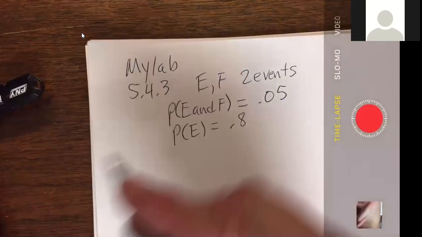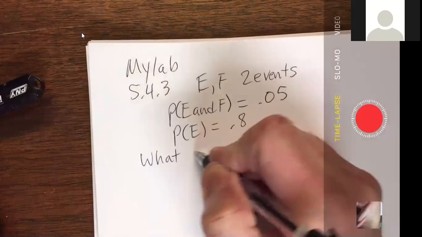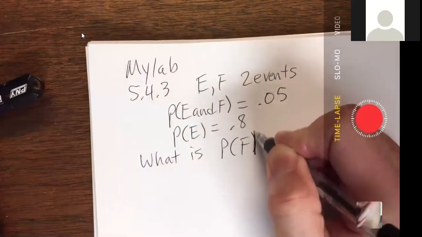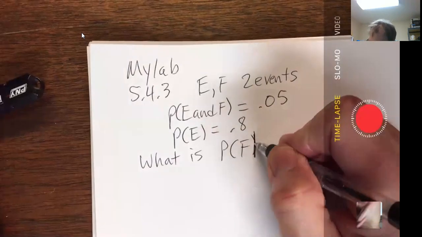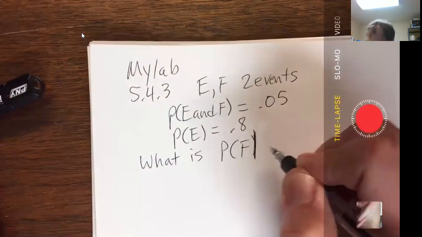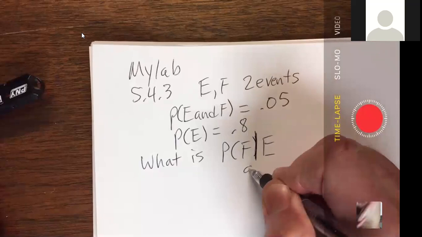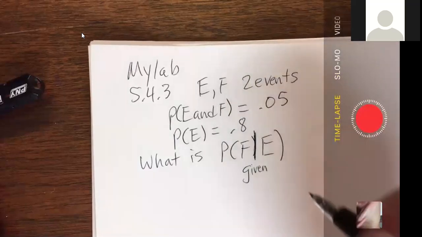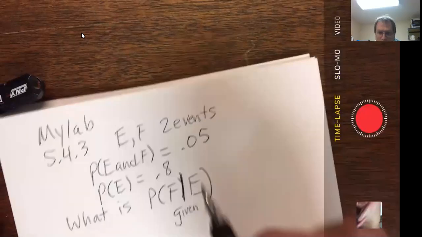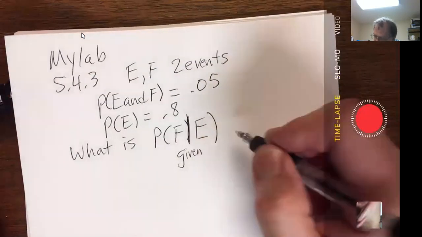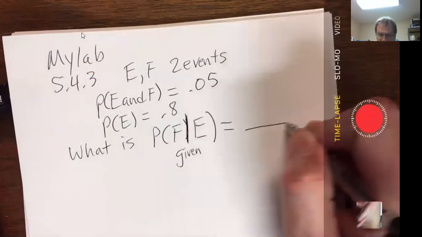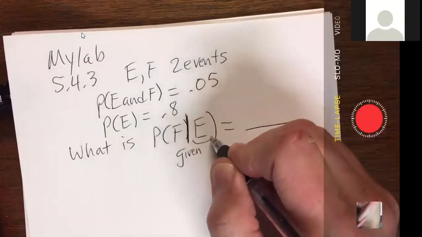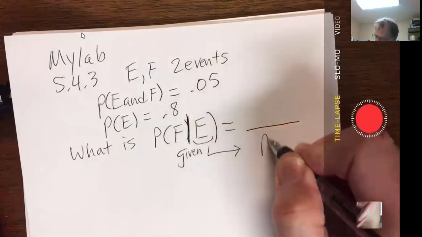What is the probability of F divide E? Okay, that's not a divide. Notice it's vertical. Oh, it's given. Oh, okay. Then I think I got it. And the way it's read is that you do a fraction, and the stuff after the given is what goes on the bottom. So that's probability of E.